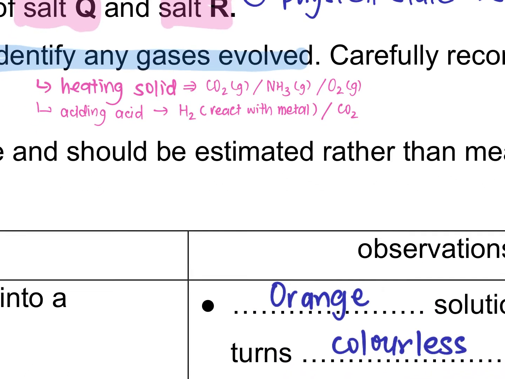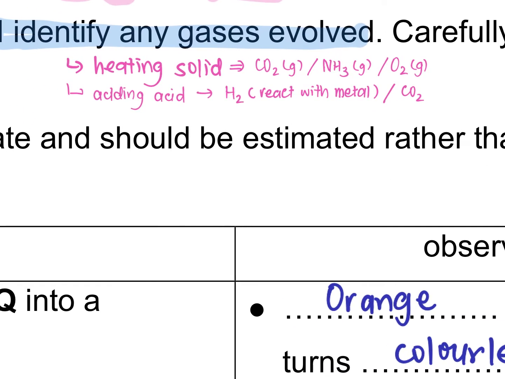Okay, then there's one more gas to test for. Oxygen gas. How do you know to test for oxygen gas? When you are adding your hydrogen peroxide. When you are using hydrogen peroxide, then this one, test for oxygen gas.